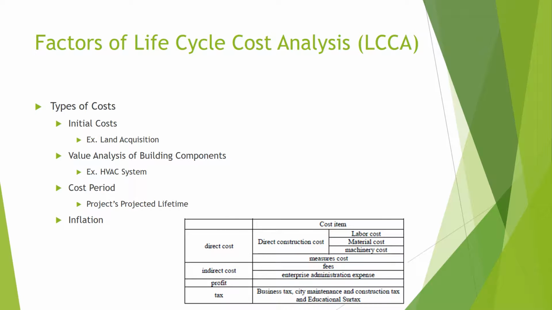The main factors to consider when utilizing this process are the types of costs. That entails the initial costs, such as land acquisition, value analysis of building components, in order to utilize HVAC, electrical, or plumbing to really see the lifetime cost savings; the cost period, which is the projected structure's building lifetime, in order to see the percentage savings against conventional systems compared to sustainable ones; and inflation, because the time and the money come into play here.